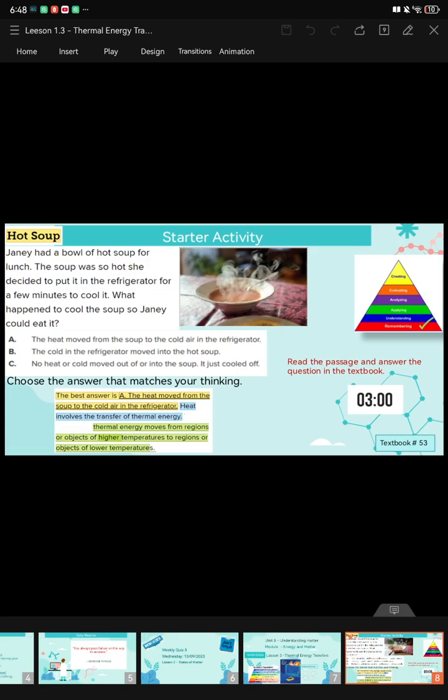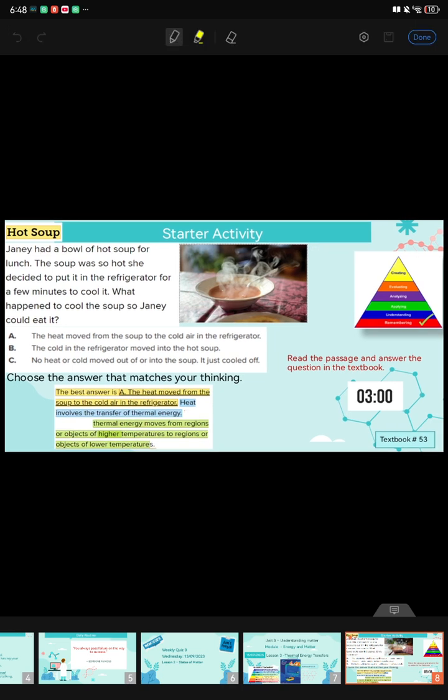So we have this question. If we have soup that has a very hot energy, and the air here is cold, okay, the air is cold. Here we have a cold object, and the soup is a hot object. Also the table here is a cold object.